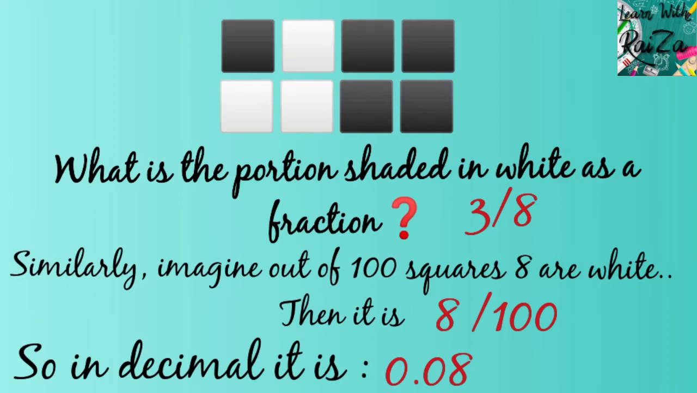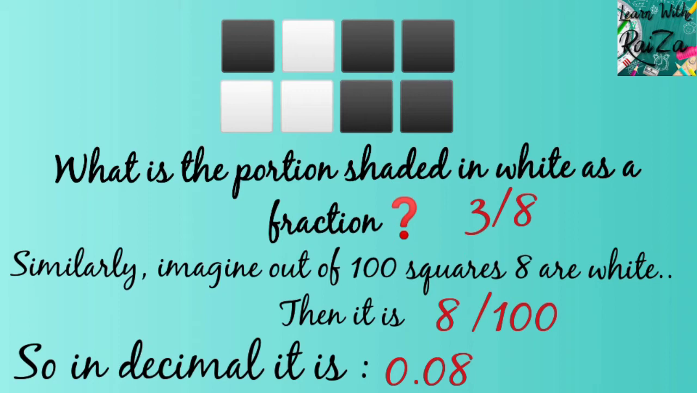Well students, now have a look at this big figure. Right, there are white squares and black squares. So what is the portion shaded in white as a fraction? There are 8 squares in total. 3 squares are shaded in white. So the fraction is 3 upon 8.